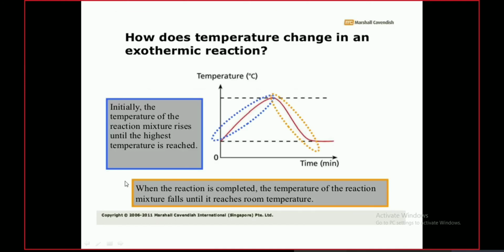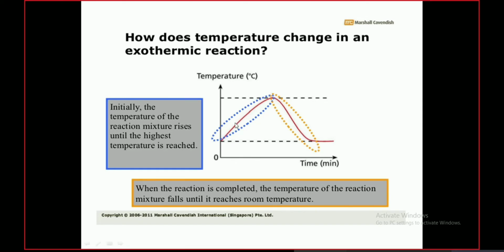So while showing the temperature change in a graph form, as you see on the screen, how does temperature change in an exothermic reaction? As we have already discussed, during exothermic reactions, heat is given out while the reaction is going on. So what happens? The temperature of the surrounding will increase. Suppose this bar shows the room temperature. So the initial temperature of the reaction mixture is here, where my cursor is.